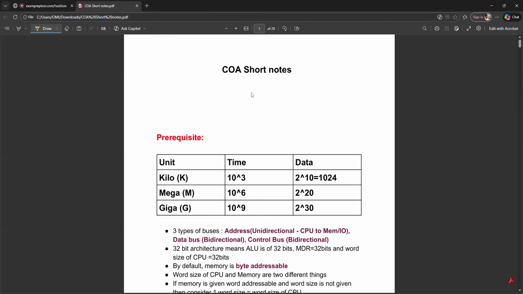Yes, I hope the screen is visible and I am audible. So let's just start with the COA short notes.